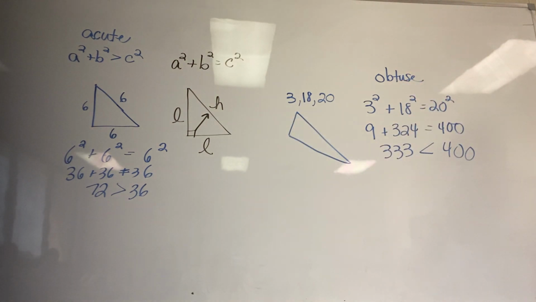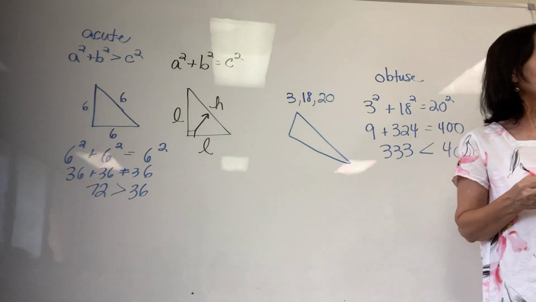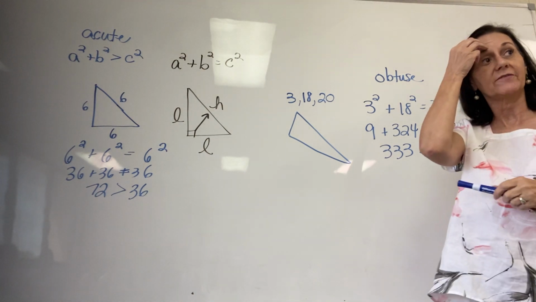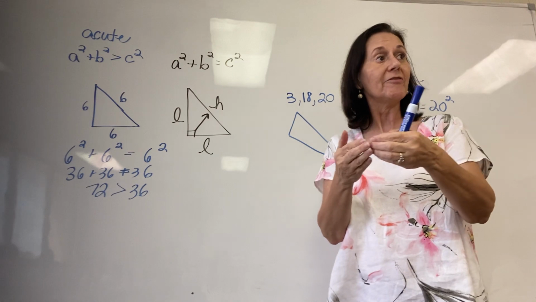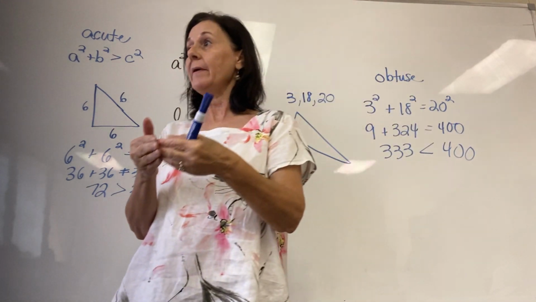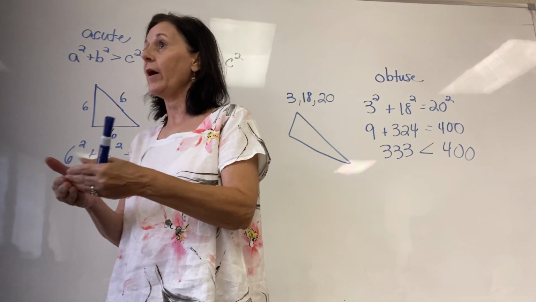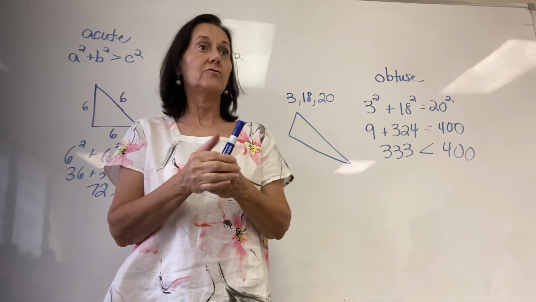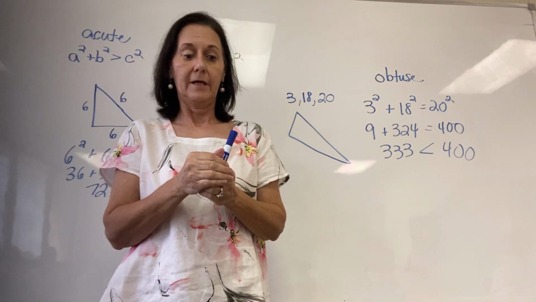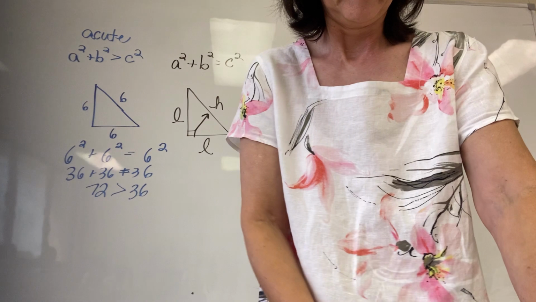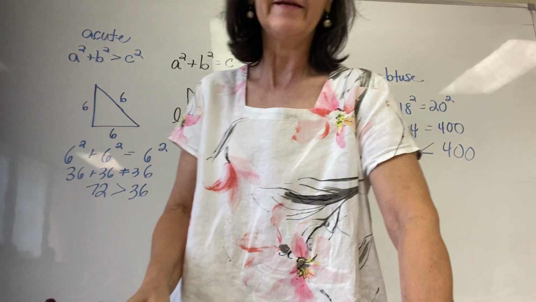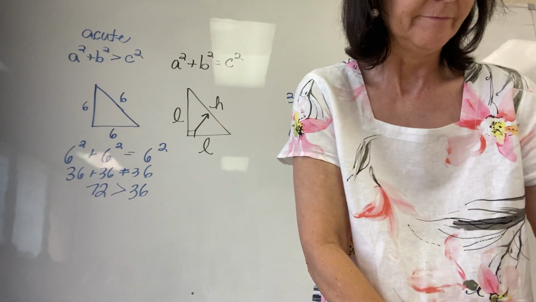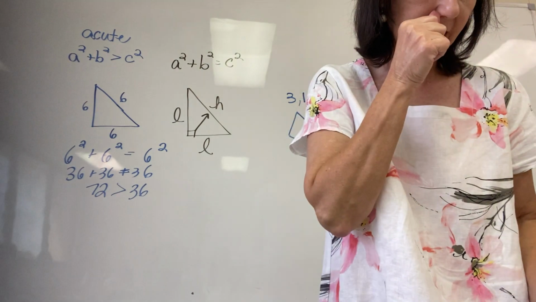It's obtuse. So actually, the Pythagorean theorem only is equal when it is a right triangle. However, if I had the lengths of 3 sides of a triangle, I can apply the Pythagorean theorem to tell me, is it an acute or is it an obtuse triangle? Okay? That is one famous theorem. Turn the page, 66.